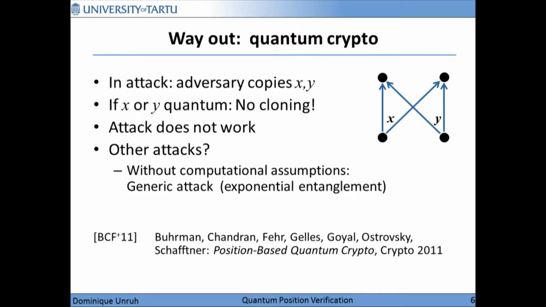And unfortunately, Buhrman, Chandran, Fehr, Gelles, Goyal, Ostrovsky, and Schaffner showed that there is a generic attack against these kinds of protocols, even if we use quantum mechanics. Because what the adversary can do is use some very tricky quantum mechanical effects and so-called entangled photons that are, well, if you know what it is, you know it. If you don't, I'm not going to try to explain. But they are tricky things.